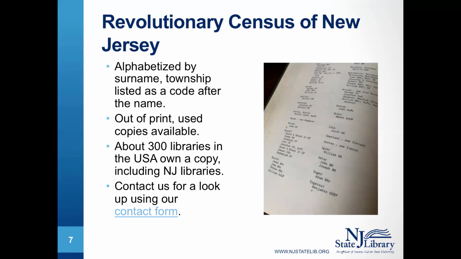You will find it's divided into 3 lists of people, alphabetized by last name, from the 3 time periods I mentioned, 1772 to 1786. You can access this index in many public and academic libraries or get in touch with the State Library Information Center for a lookup using the contact form on our website.